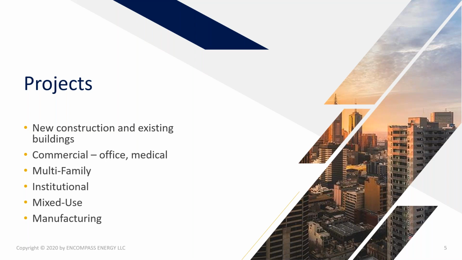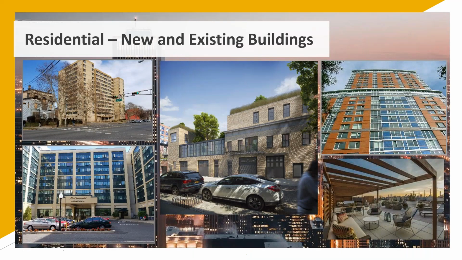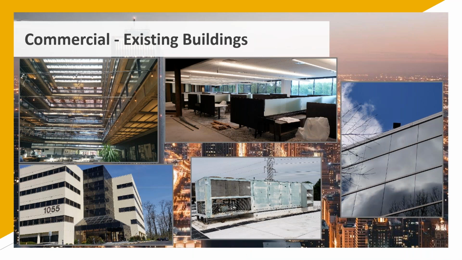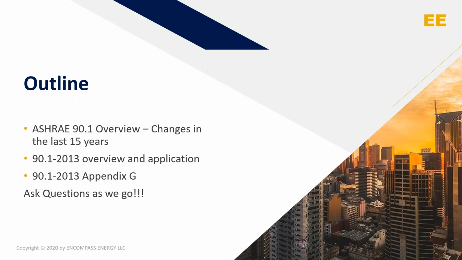So a few examples, some older buildings, some new buildings. We tend to find that the existing buildings are a little more interesting, in that you have bigger constraints to deal with as you're trying to make a building more efficient. So we'll throw in some of that information today. So the outline for today, we're going to look at 90.1 as a general guidance and standard, and what actually 90.1 entails.